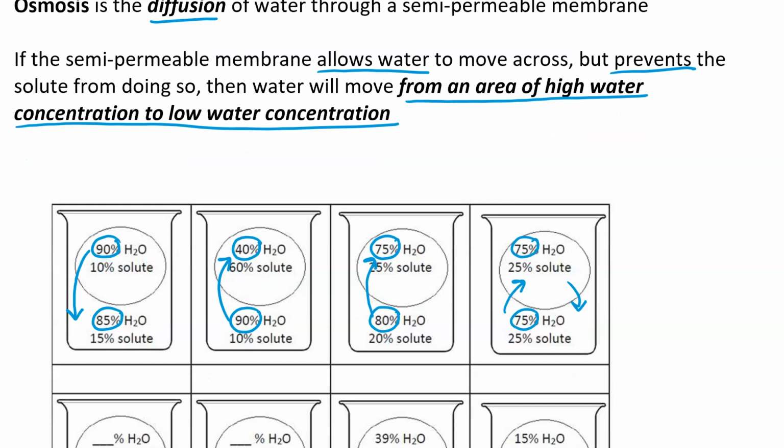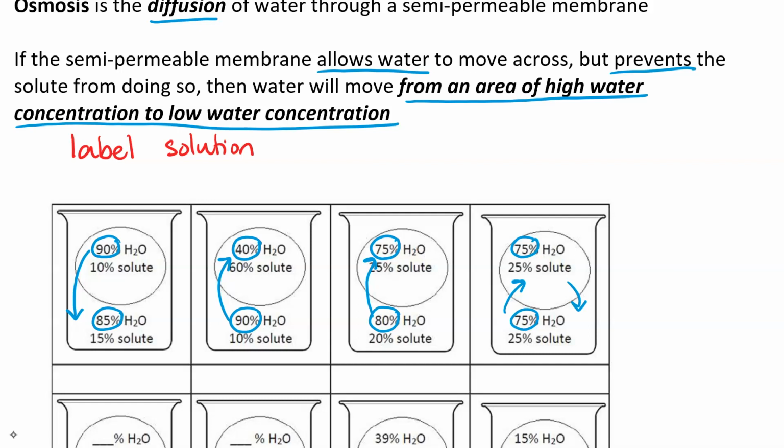Okay, so now let's try labeling what type of solution this is. So we're going to label the solution as hyper, hypo, or isotonic. And remember, those labels talk about the amount of solute. So they talk about the concentration, the quantity of solute.